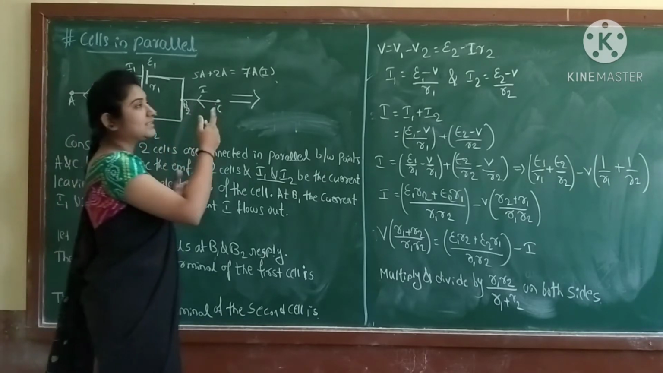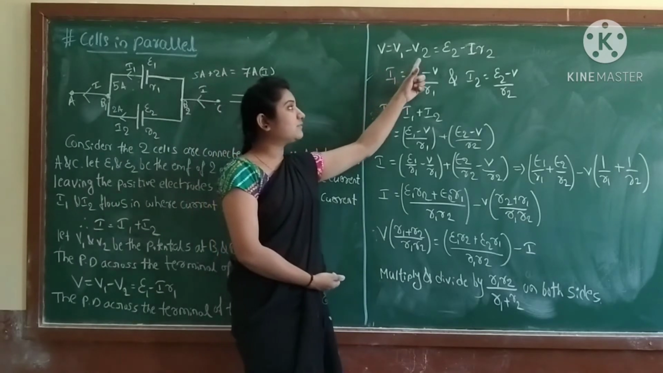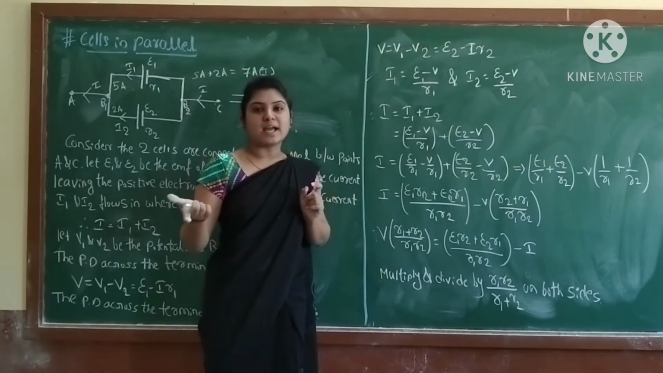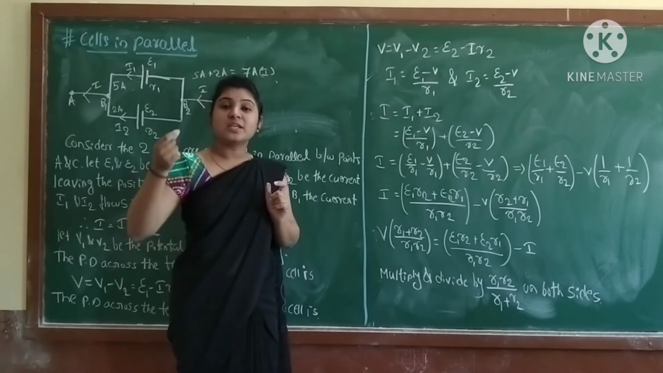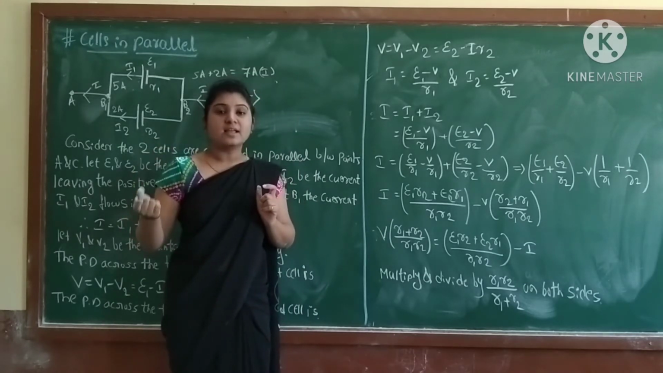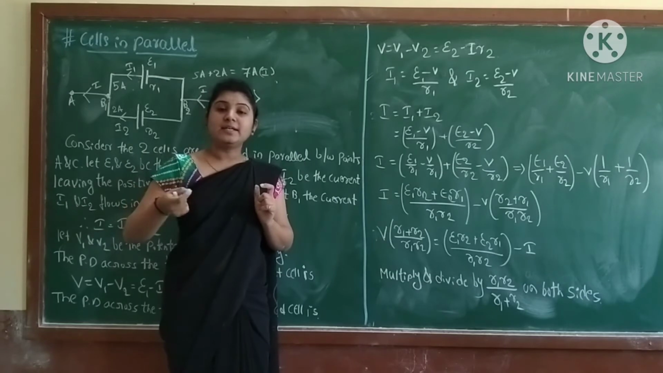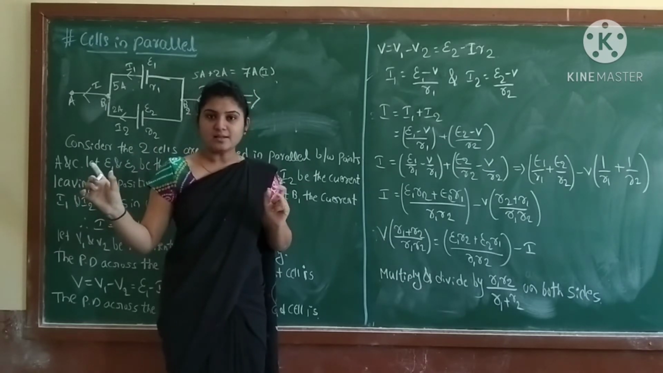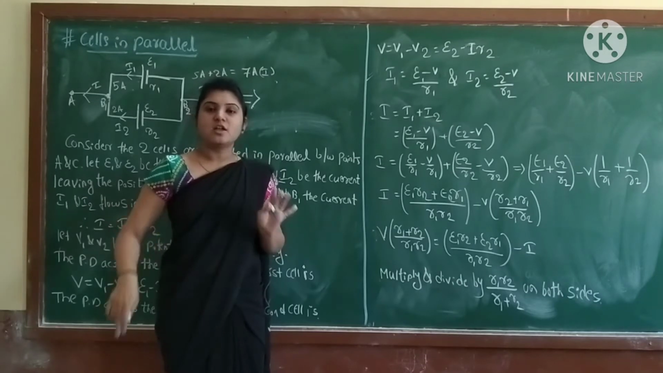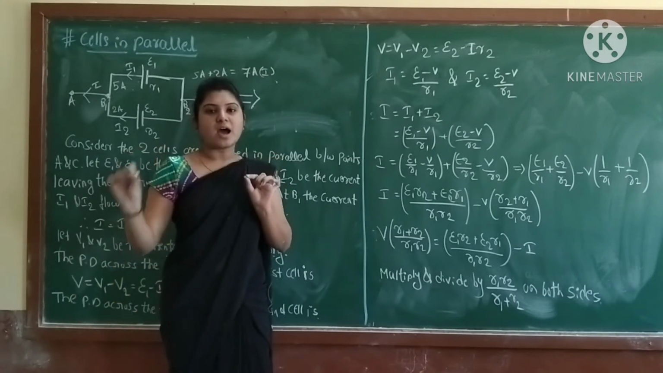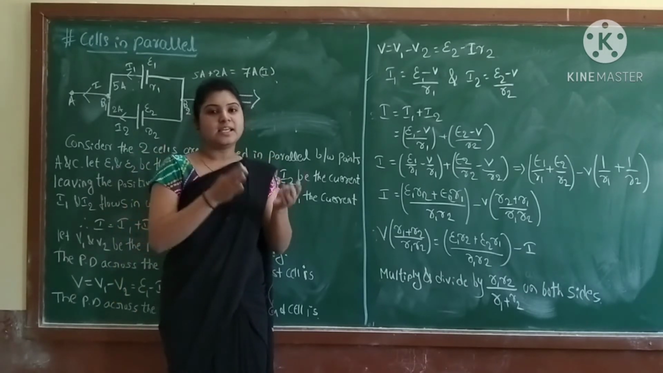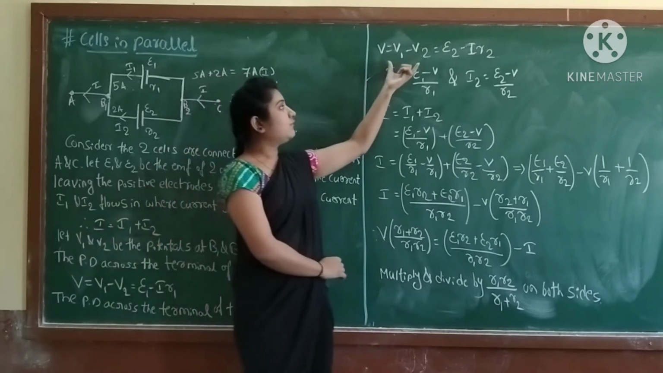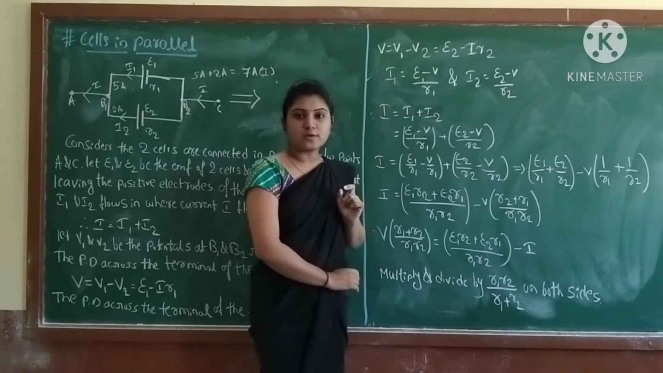That is V is equal to V1 minus V2, that is nothing but E2 minus IR2. E2 is the EMF of the second cell and R2 will be the internal resistance of the second cell. Clear? Don't confuse with that. First cell E1 R1, second cell E2 R2. Yes? Now see, from this we can constitute the formula.